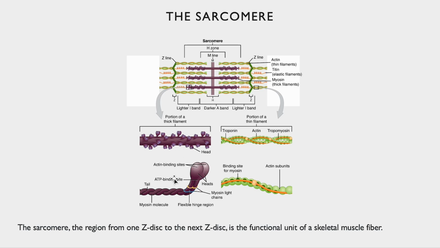Here we have a more detailed view of the thick filament. Notice that it has these structures that are called the myosin heads, that contain the actin binding sites. These are the structures that bind to actin when myosin and actin interact. It also has a place for the binding of ATP.